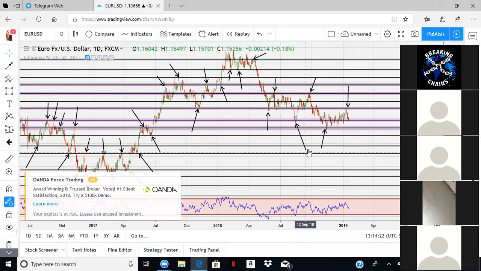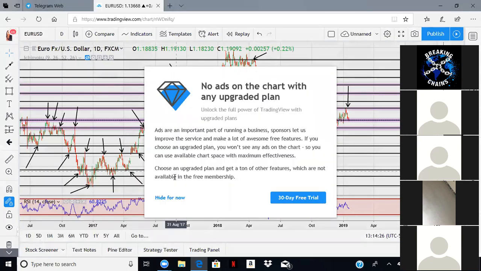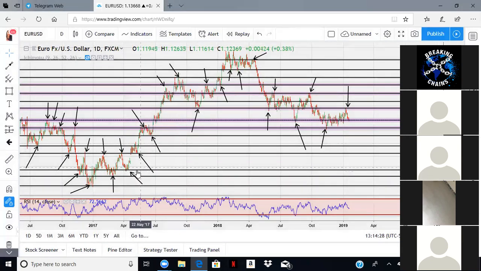Too many zones and lines. I'm just going through all the past. You really don't need to have this many. I was just doing it so that people can see it repetitively done. All right, cool.